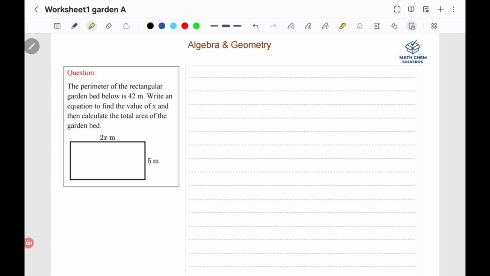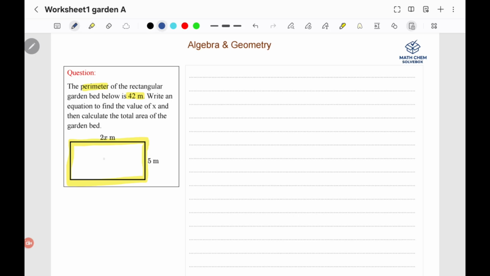Now let's solve it step by step. Here a rectangle is given with length 2x meter and width 5 meter. X is unknown. The perimeter of the rectangle is 42. We have to write an equation to find the value of this unknown x. Now remember, the perimeter means the total distance around the shape.